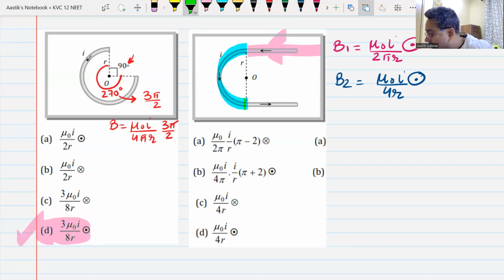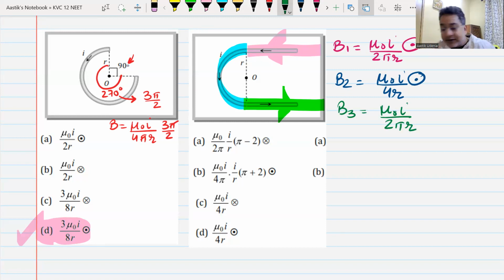What is left is the other wire, which is the green wire, again a semi-infinite wire. B3 I will call mu naught I by 2 pi r. The field is the same as the pink wire. Let us see what the direction is. Current is here, point P is upward. Outward. That means all the fields are outward. Everything is getting added up.